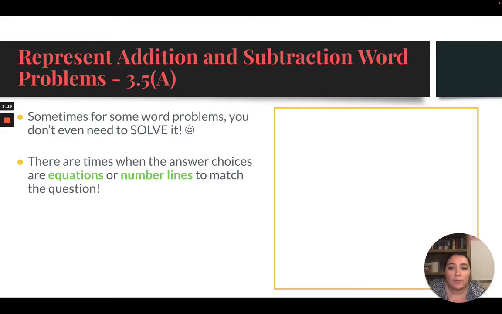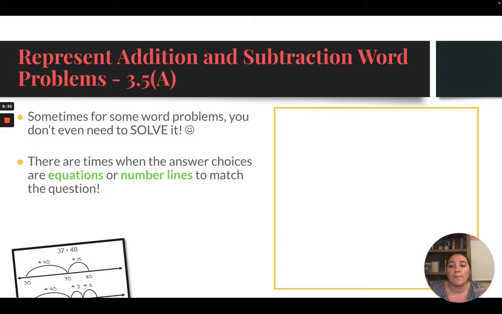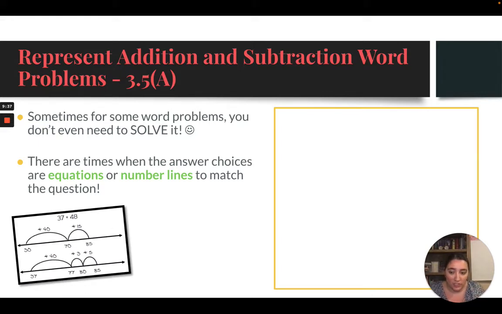So this one is about representing addition and subtraction word problems. Sometimes for some word problems, you don't even gotta solve it. Not at all. You just gotta be like, boom, bam, this is what I'm doing. There's times when the answer choices might be equations, they might be number lines. They can come in a bunch of different ways. Maybe it's a picture. Then you match those up to solve the question.